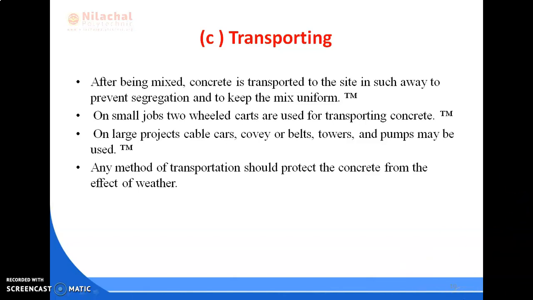And the concrete has to be placed before setting. Any method of transportation should protect the concrete from the effect of weather. Again, the bucket should slope down to the exit gate, and the concrete should be released vertically if we use buckets for the transportation.